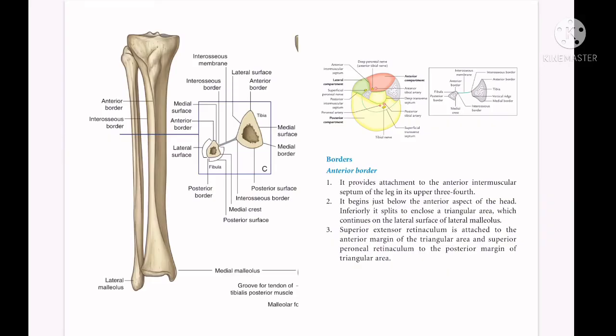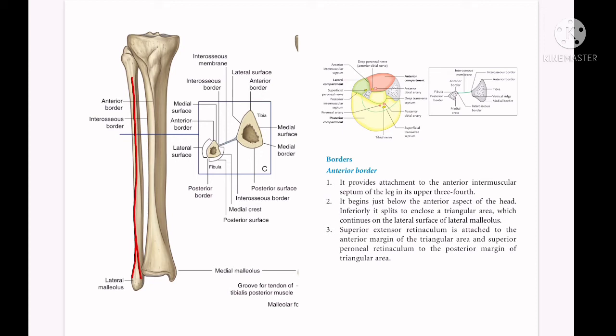Let's discuss the anterior border. The anterior border begins just below the anterior aspect of the head, over here, and then it goes down and down. So we are going down the anterior border, and inferiorly it splits to enclose a triangular area, as I have already told you. This is splitting to enclose a triangular area, and this triangular area continues downward on the lateral surface of lateral malleolus.